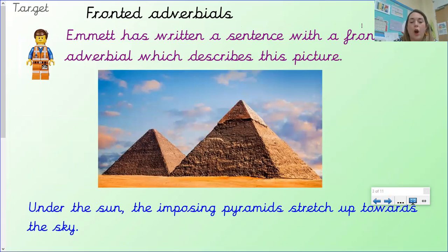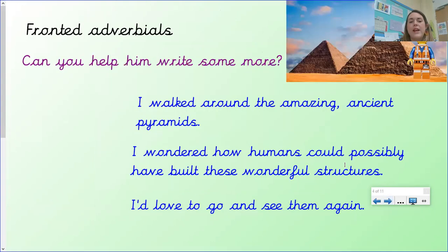Under the sun, comma, we always put a comma after our fronted adverbial. The imposing pyramids stretch up towards the sky. A lovely sentence. Really like the word imposing. Now, Emmett's done one sentence. It's a brilliant sentence, but he's really struggling to think about any others. I wonder if you could help him come up with some fronted adverbials for his other sentences. Let's have a read of them.